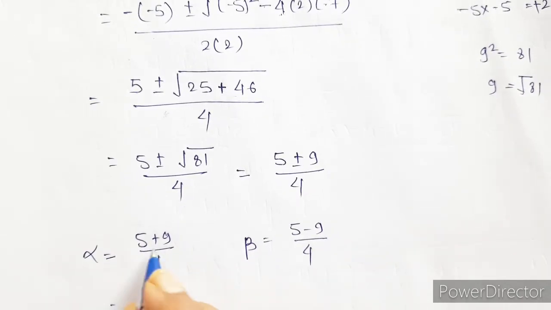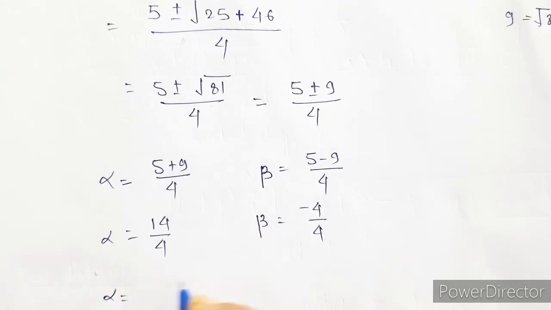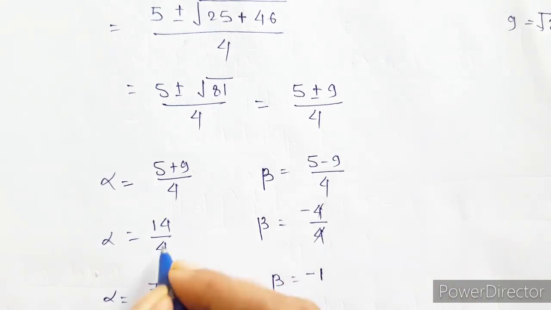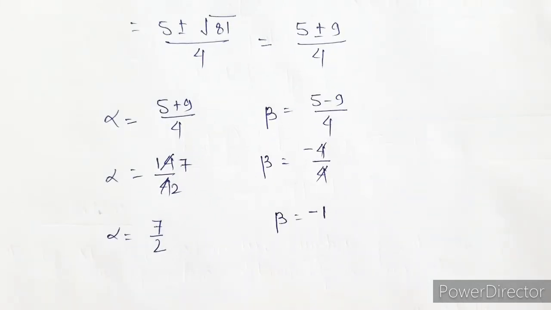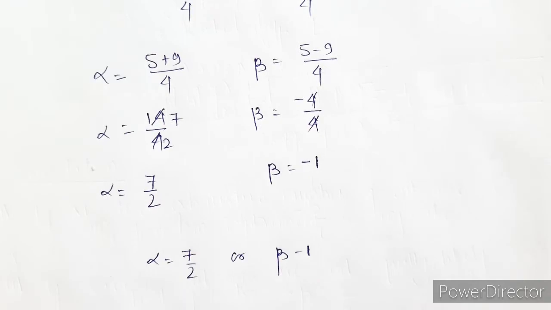So adding this, it is 14 upon 4 and beta is minus 4 upon 4. So here alpha we are getting is 7 upon 2 and beta is minus 1. So our roots for this equation are 7 upon 2 and minus 1.